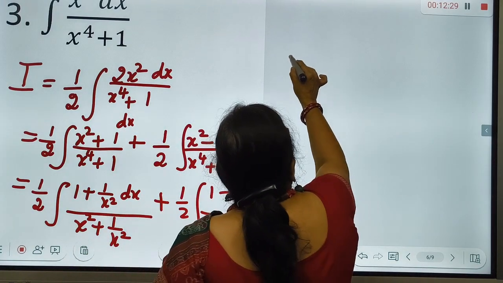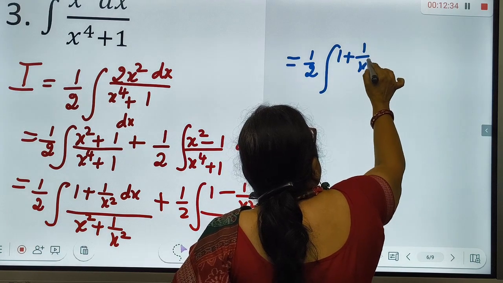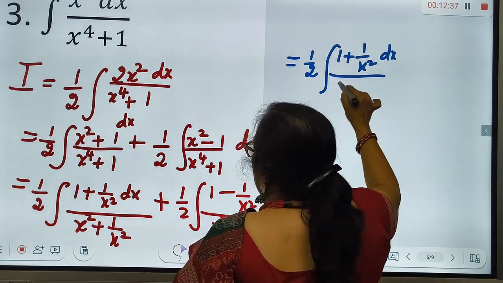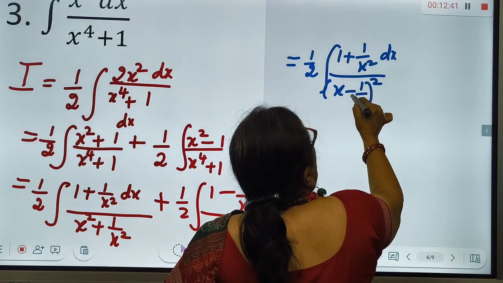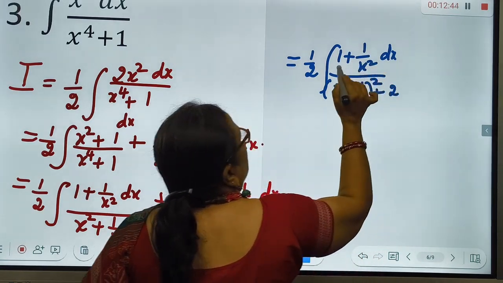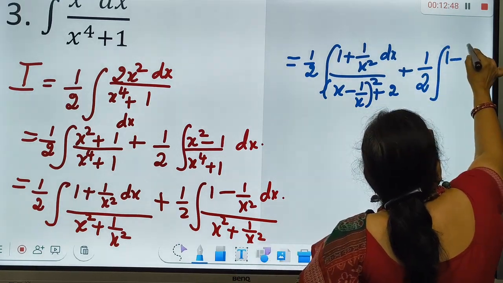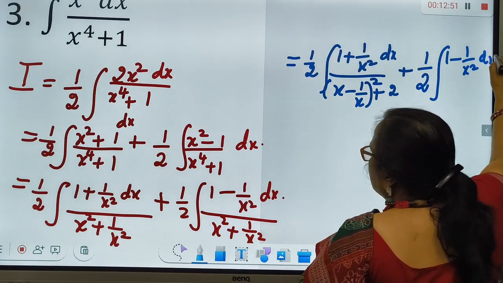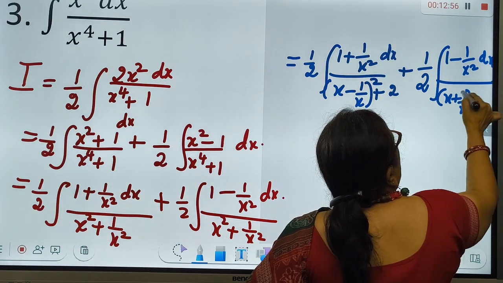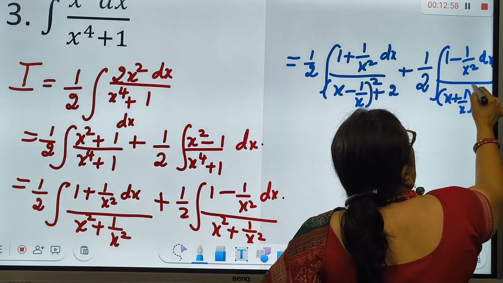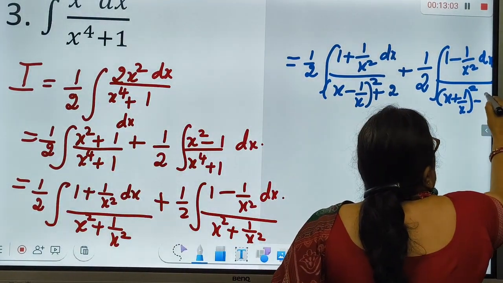So I am going to write this as half into integral of 1 plus 1 by x square dx by x minus 1 by x the whole square. It involves minus 2, so I am adding 2, plus half into integral of 1 minus 1 by x square dx. This is the derivative of x plus 1 by x. So I'll write the denominator as x plus 1 by x the whole square. It includes 2, so I have to subtract 2.